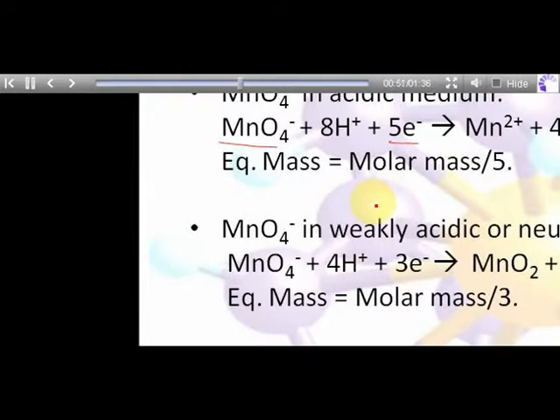In weakly acidic or neutral or slightly alkaline medium, the reaction can be written as MnO4⁻ + 4H⁺ + 3e⁻ → MnO2 + 2H2O. As we can see, 1 mole of potassium permanganate reacts with 3 moles of electrons. So, its equivalent mass will be equal to its molar mass divided by 3. Similarly, in alkaline medium, the reaction can be written as MnO4⁻ + e⁻ → MnO4²⁻. Since 1 mole of potassium permanganate is reacting with 1 electron, its equivalent mass will be equal to its molar mass in this case.